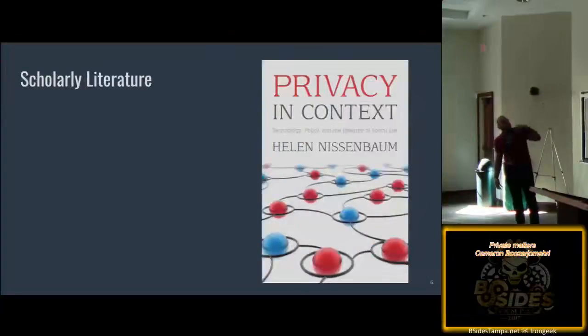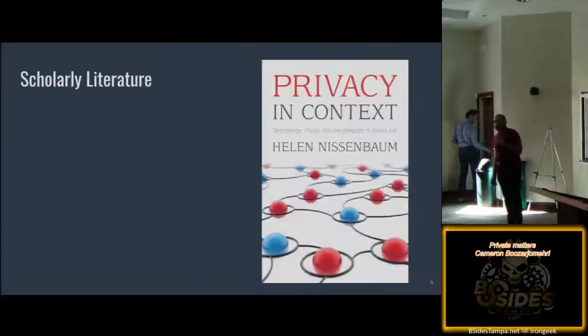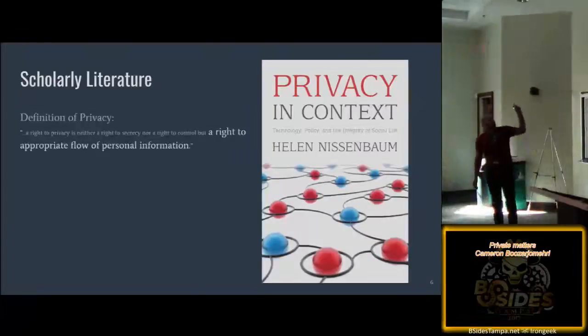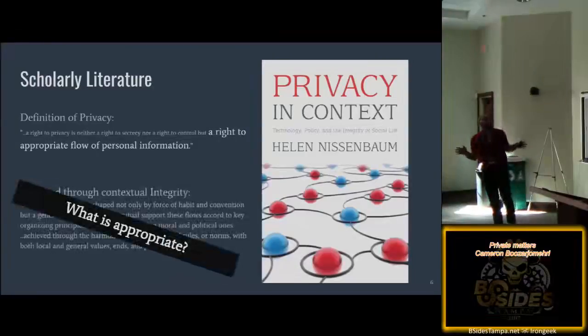And then, if you want to bring it even further into the future, Helen Nissenbaum, in at least 2008, published a book, Privacy in Context, which has one of my favorite quotes about how to think about data privacy. It's neither a right to secrecy nor control, but a right to the appropriate flow of information. This is all built around contextual integrity.